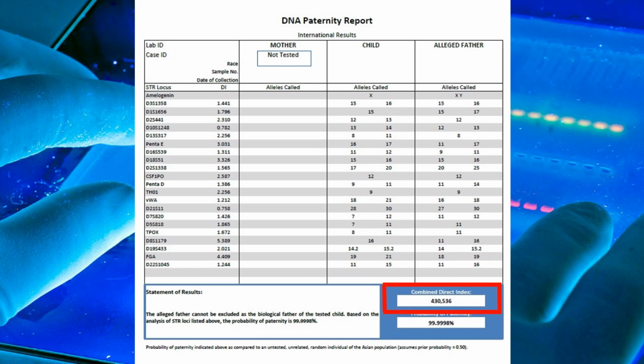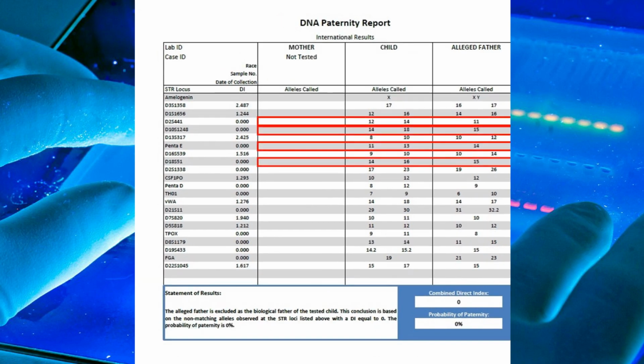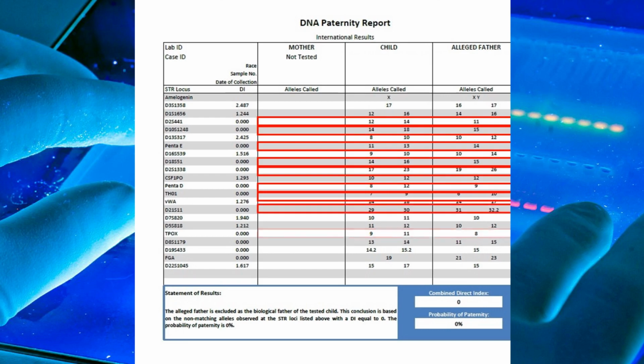The probability of paternity is the percentage likelihood that a man with the alleles of the alleged father is the biological parent of the child, as compared to an untested, unrelated man of the same race.